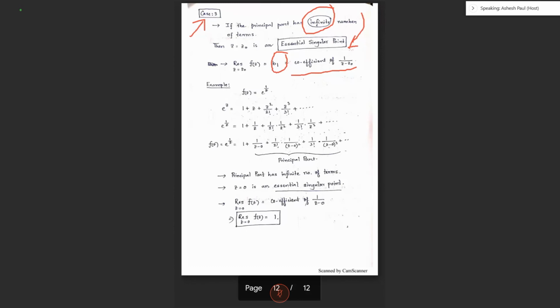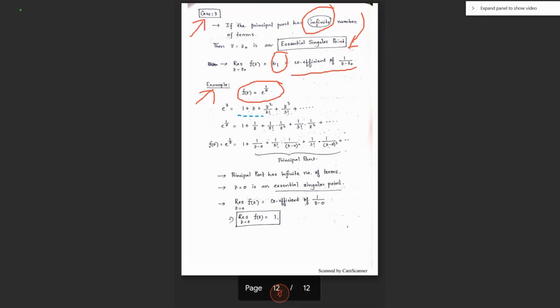Now see the example. Here the function f(z) is given by e to the power 1 by z. Now we know that the expansion of e to the power z is 1 plus z plus z squared by factorial 2 plus z cube by factorial 3 and so on. Now we want to find the expansion of e to the power 1 by z. What we do? We replace z by 1 by z in the expansion of e to the power z.